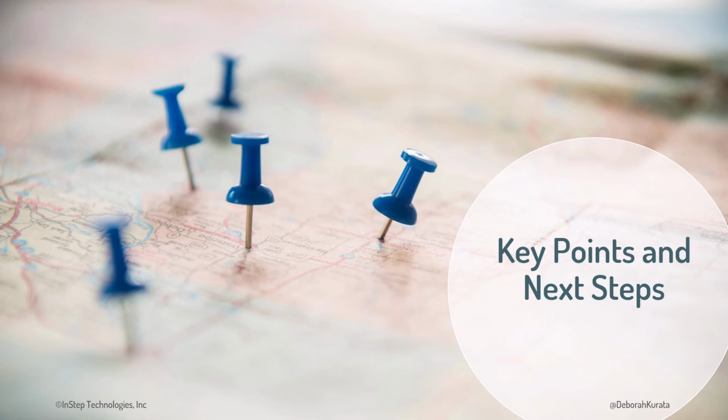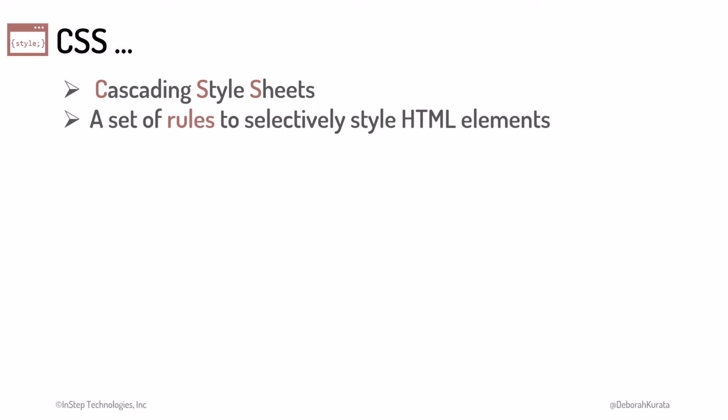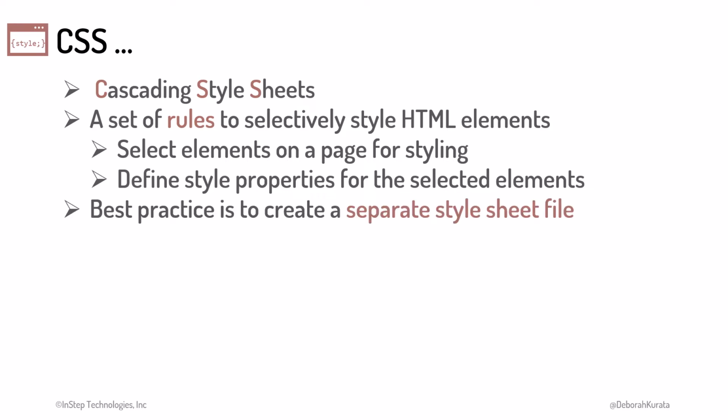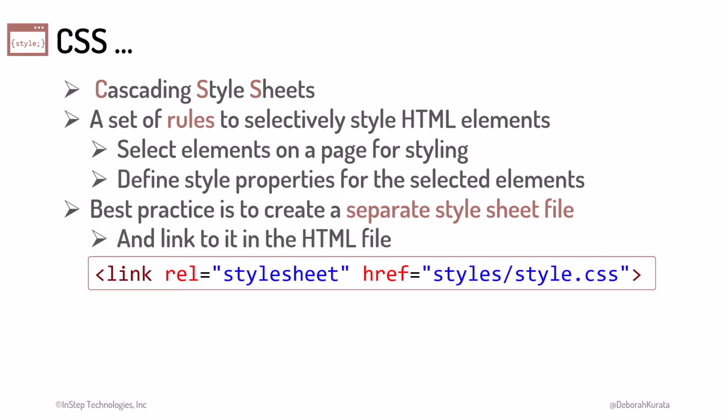Let's summarize the key points and look at next steps. CSS, or cascading style sheets, are a set of rules to selectively style HTML elements. We use style declarations to select web page elements for styling and define style properties for the selected elements. Best practice is to create a separate style sheet file or set of style sheet files and link to them in the HTML file using the HTML link element.